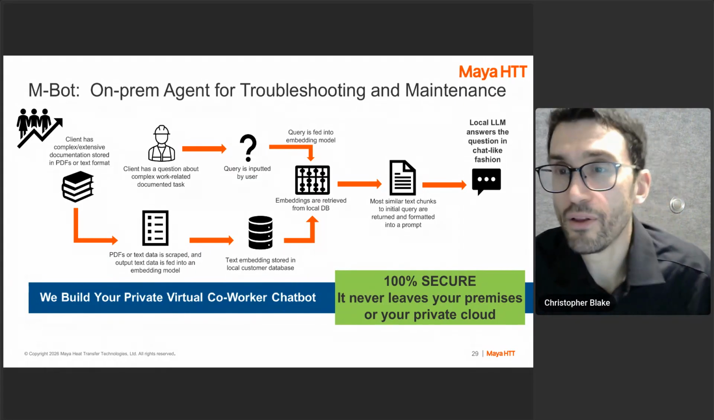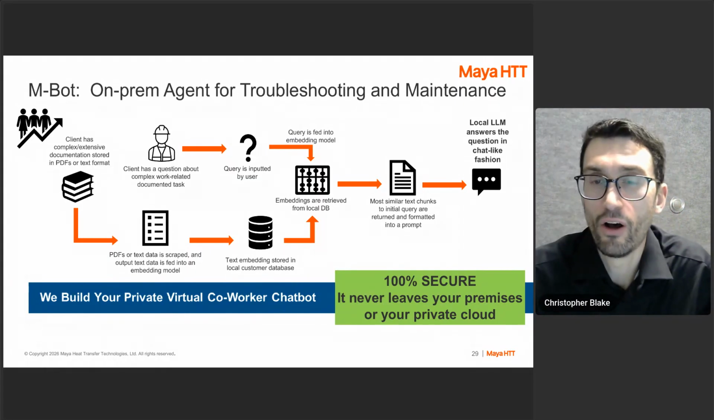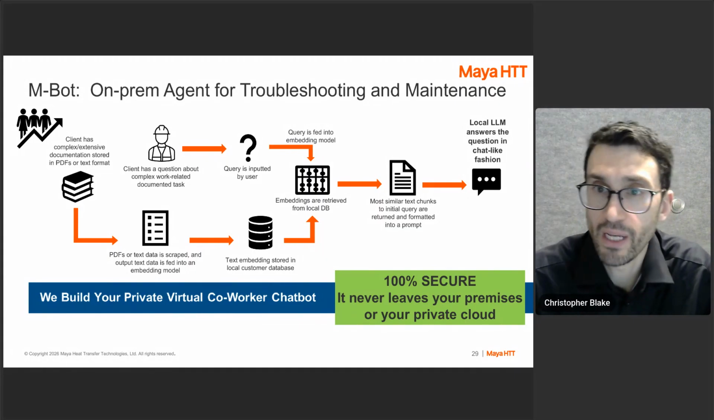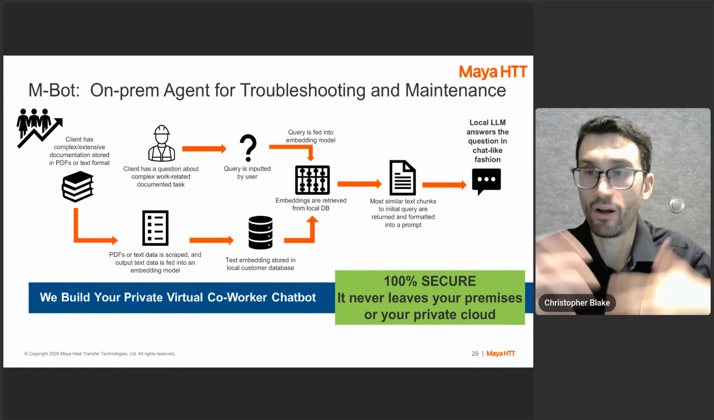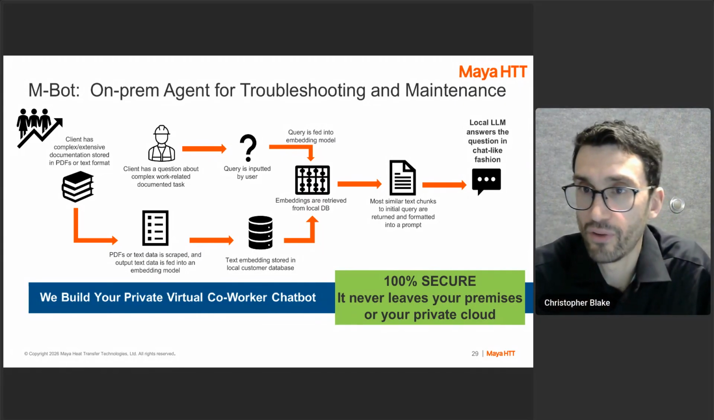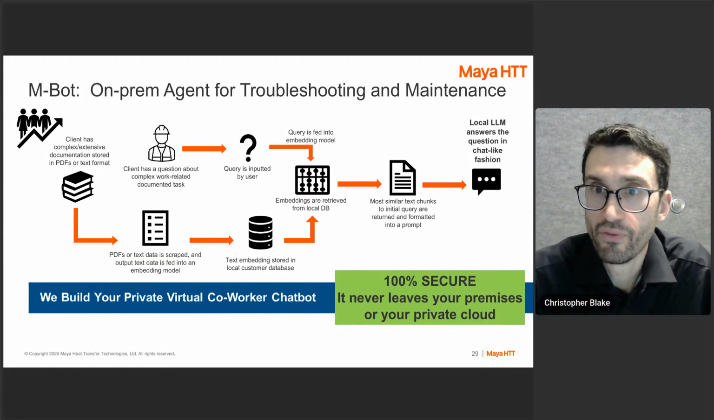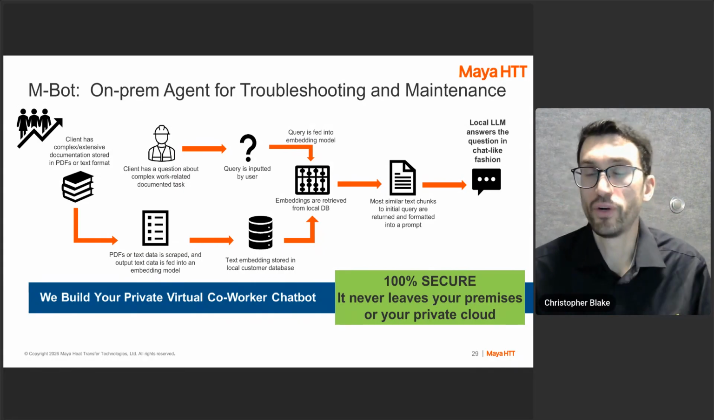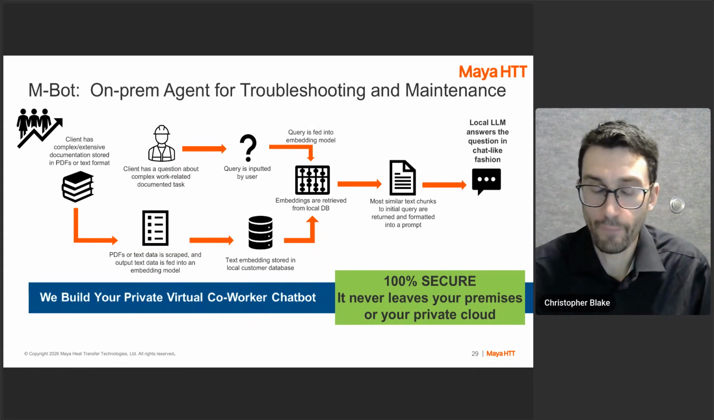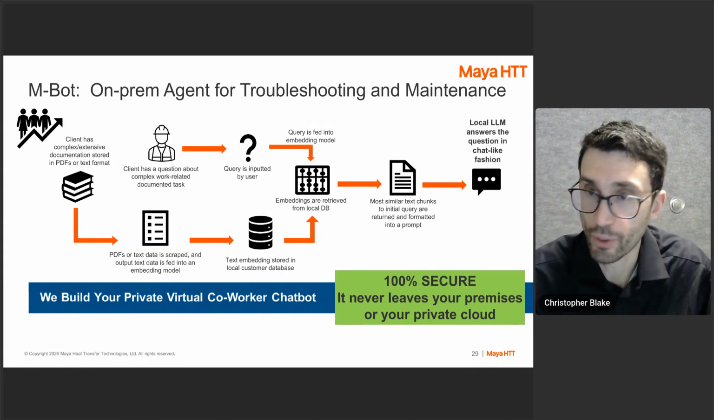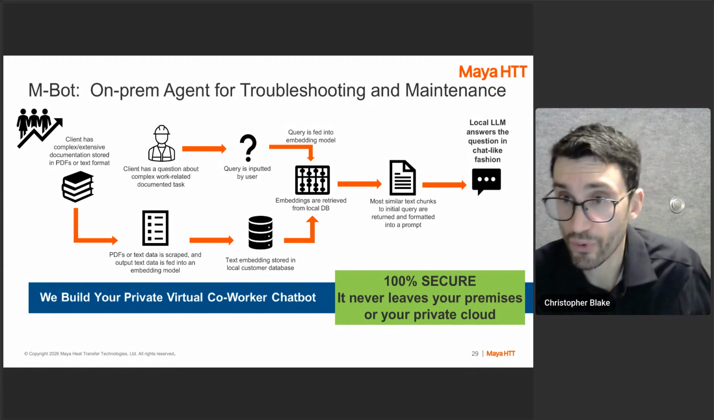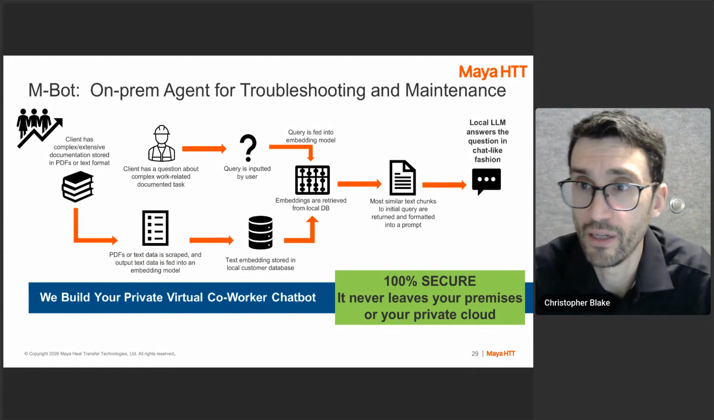And then another thing that we worked on is an on-premise agent that can be used for troubleshooting and maintenance of equipment. Very often the equipment that we have on the production floor has lots of documentation and troubleshooting guides in PDF or text format. And for a technician to come upon a machine and need to troubleshoot some complex issue, it can take a lot of time to peruse through all that documentation to find the resolution.